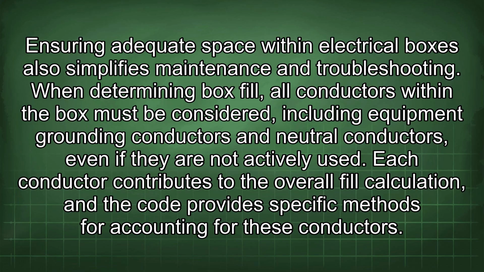When determining box fill, all conductors within the box must be considered, including equipment grounding conductors and neutral conductors, even if they are not actively used. Each conductor contributes to the overall fill calculation, and the code provides specific methods for accounting for these conductors.